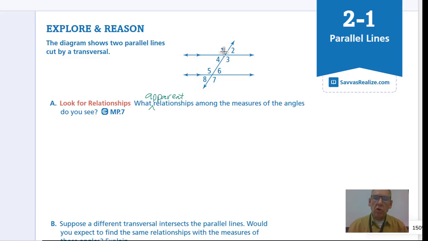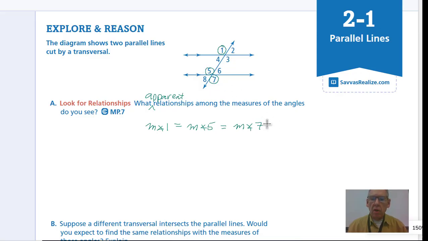So it looks to me as though, if we use angle 1 as a reference, the measure of angle 1 is the same as the measure of angle 5. They look the same. And since 5 and 7 are vertical angles, we could say that angle 1 is the same as angle 7. So these angles appear to be congruent to each other.